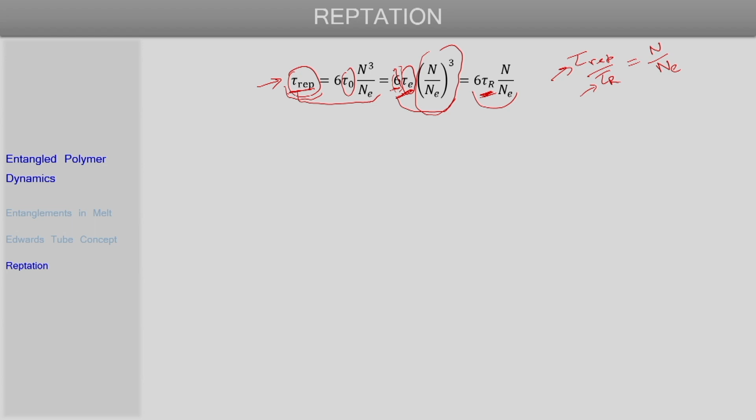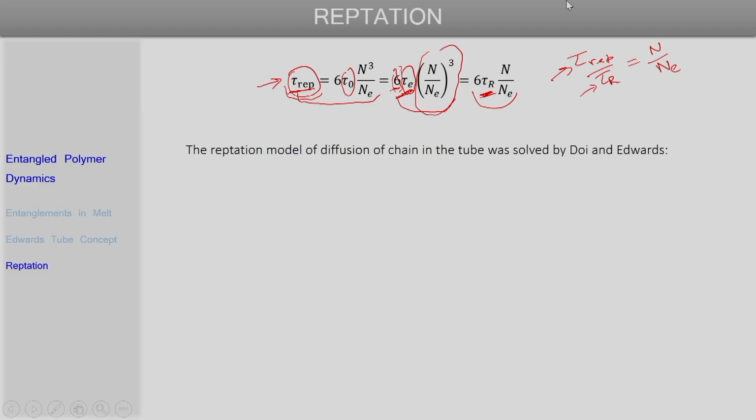Now, this reptation model was mathematically and rigorously solved by Doi and Edwards in the 1970s. We will not go through any detailed mathematics of that, but we will identify a couple of results that come out of the solution and discuss them, particularly from the point of view of viscosity.